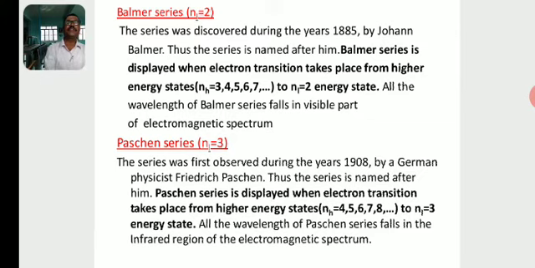So the next one, Paschen series. The series was observed during the years 1908 by German physicist Paschen. So the series which obtained due to transition of electrons from higher energy states, so 4th, 5th, 6th, 7th, 8th to third energy state.